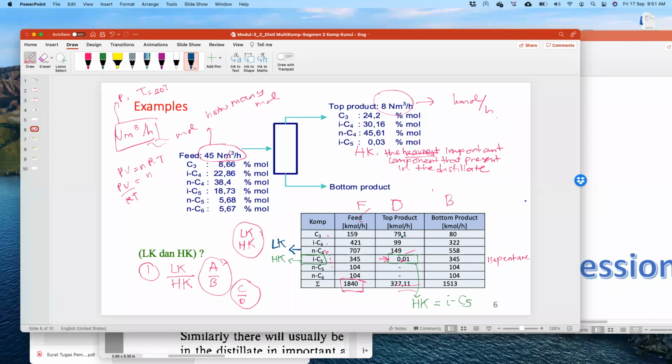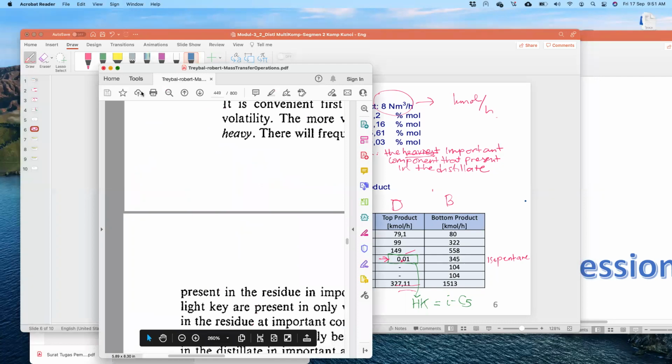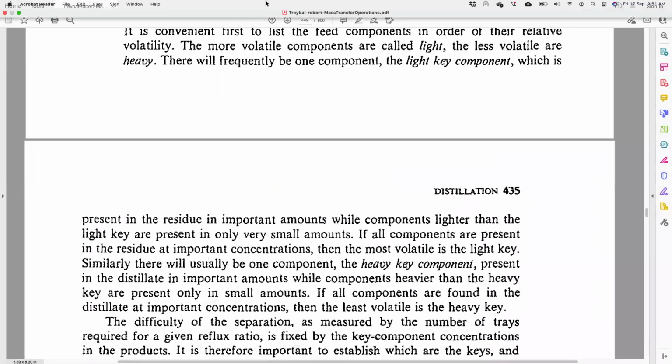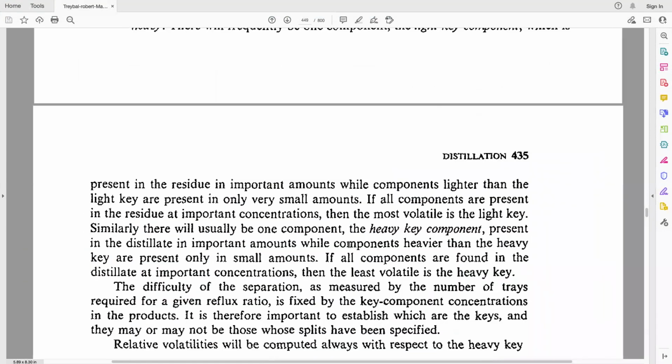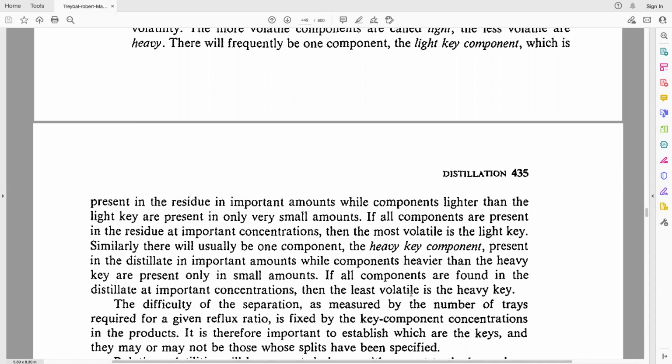Yeah, because there are numbers here: 0.79, 0.1, 0.99, 0.49, and then 0.01. So those are important, or are defined. Then to choose the heavy key, it is the heaviest one. So go back here. If all components are found in the distillate at important concentration, like in our case, all of them are defined, the mole percentage, then the least volatile is the heavy key, the least volatile, which is the heaviest one, the bottom one.